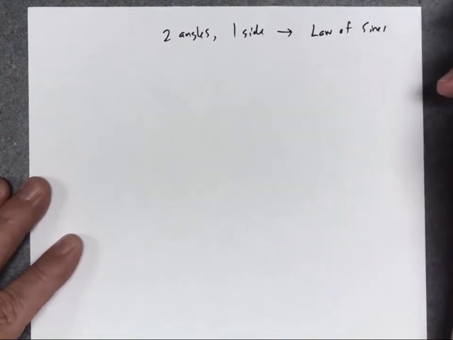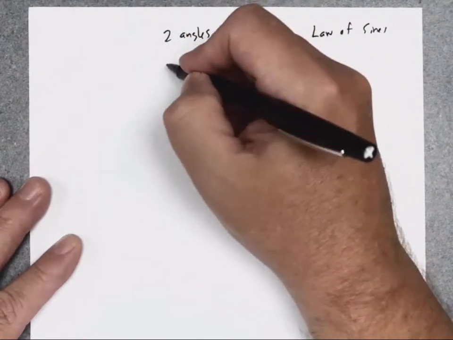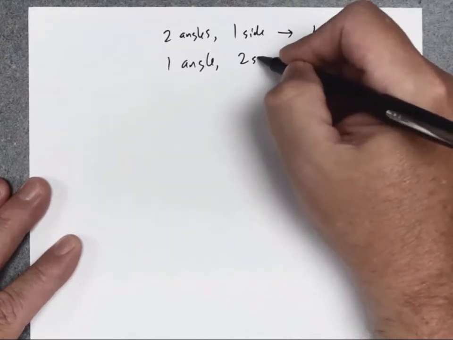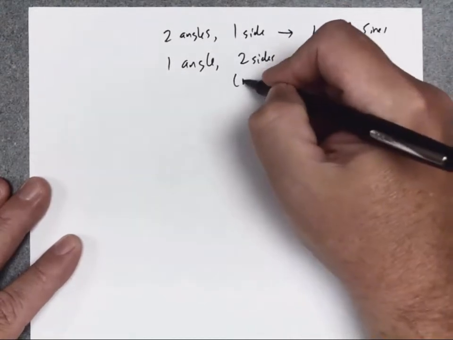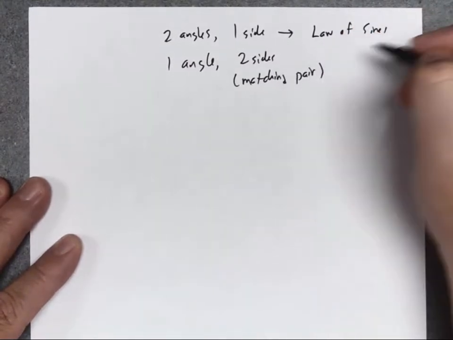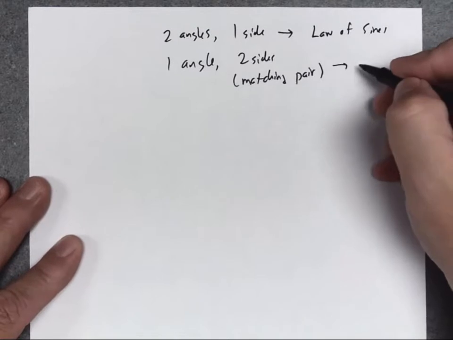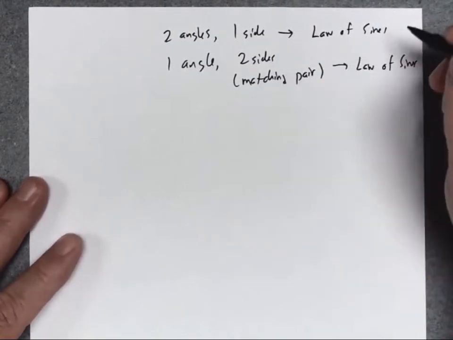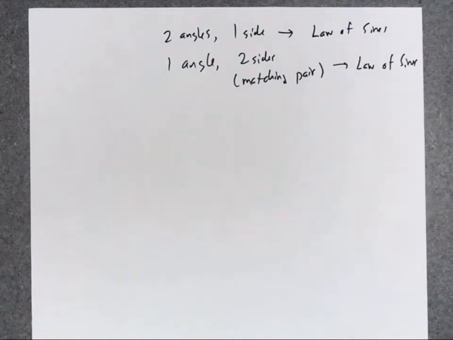Law of Sines. In the last lecture, we looked at one angle, two sides, and with what we called the matching pair, which I'm not going to explain again, we're able to use Law of Sines, but there was a lot involved here because this is where we have three possible outcomes. We can have actually no triangle, one triangle, or two triangles. So we went through all that.